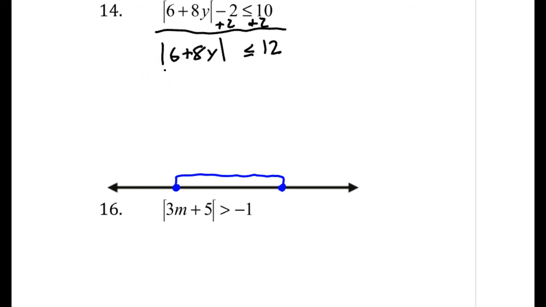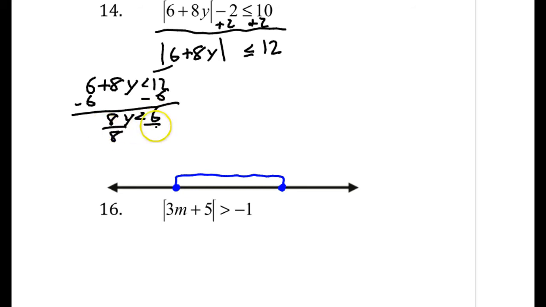Okay, now we can break it up. Okay, 6 plus 8y is less than or equal to 12. Okay, subtract 6 both sides. 8y is less than or equal to 6. Divide by 8. Divide by 8. Y is less than or equal to, looks like, divide by 2, you get 3. Divide by 2, you get 4. Okay.